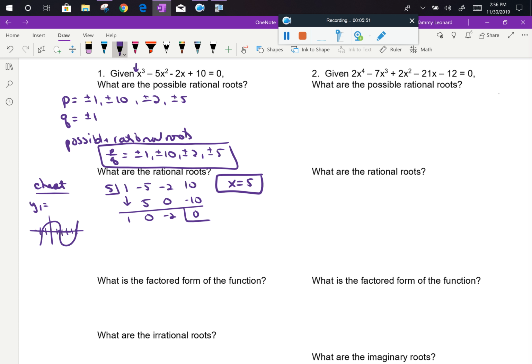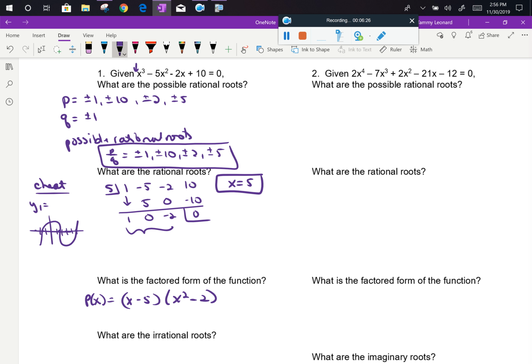Now we're asked to find the factored form of the function. Well, I can do that using the rational root that I know about. If x equals 5 is a root, then x minus 5 must have been one of the factors. So my polynomial p of x includes the factor x minus 5, and then I can get my other factor from up here in my long division. That must have been x squared minus 2, and all of a sudden I can see why there aren't any other rational roots. X squared minus 2 is not factorable. Since it's not factorable, I couldn't possibly have any other rational roots.